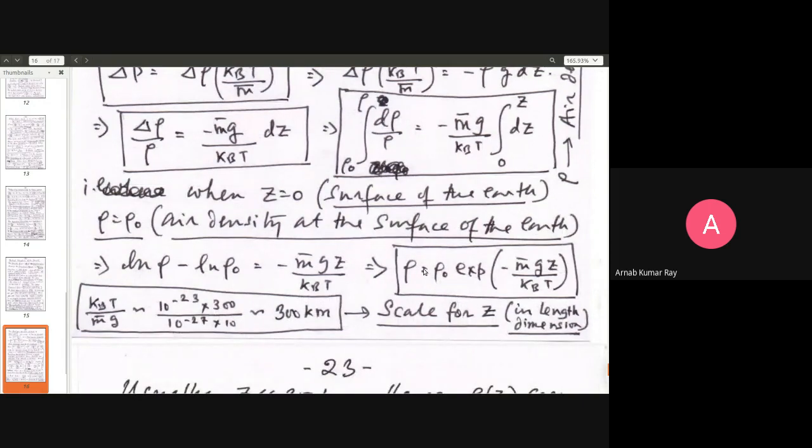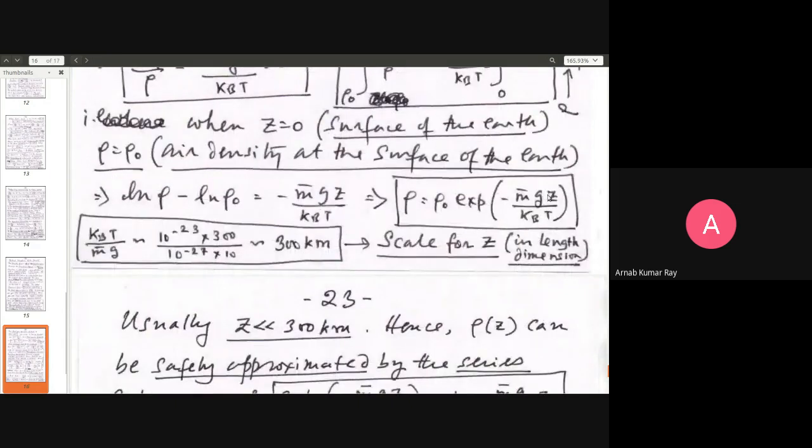Therefore, rho is equal to rho naught into e raised to minus m bar g z by kbt. So immediately you will see, if this z is a variable and it has the dimension of length, then m bar g by kbt must have the dimension of inverse length. I have discussed this many times earlier. The argument of an exponential function must be dimensionless, e raised to minus x.